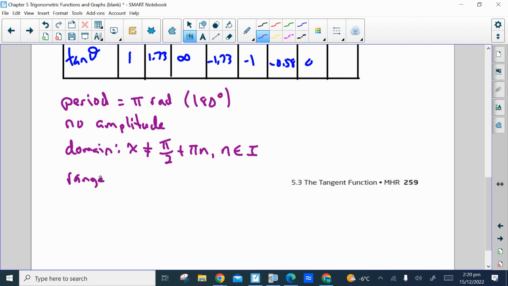Whereas the range, this graph goes up and down forever. The range goes from negative infinity to positive infinity. But if you add pi onto pi on 2, you get to 3 pi on 2, right? So this statement gives us what x cannot equal instead of what x does equal, just because it's so much simpler to write the domain in that format.